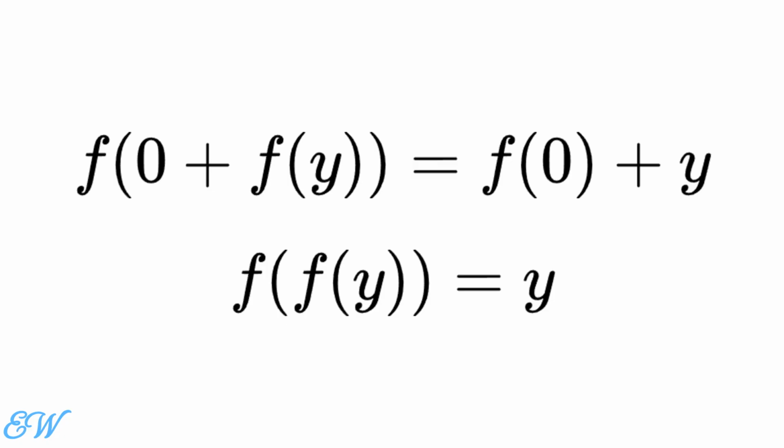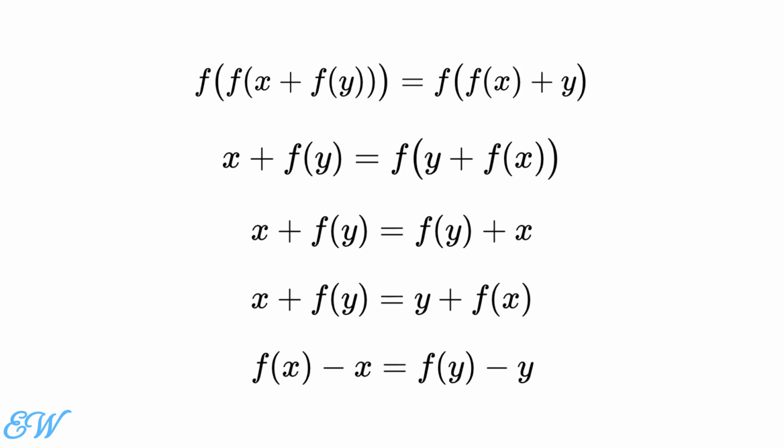So we can plug in x is equal to 0 one more time, and we get that f of 0 plus f of y is equal to f of 0 plus y. We know that f of 0 is just equal to 0, so we can plug that in, and we can simplify the left side as well to get that f of y is equal to y, meaning that f is an involution, meaning that applying f twice undoes its effect.